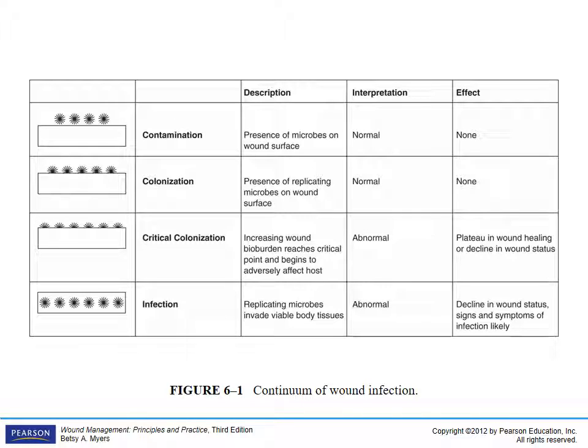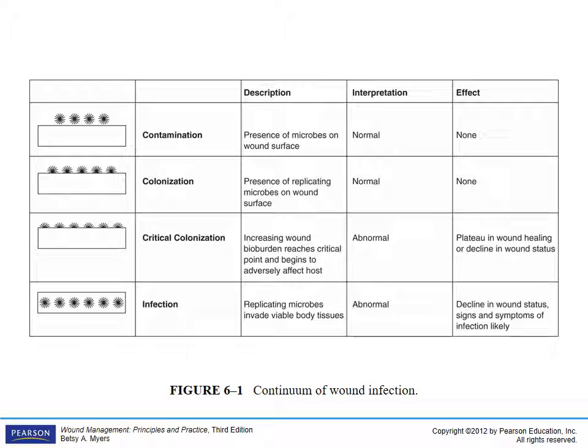This slide talks about the continuum of wound infection, and it's based on what we were just talking about. As you can see at the top, there's contamination or colonization. This is normal. Contamination is the presence of microbes on the wound surface. It is normal to have microbes on an open surface. There is no effect from it. It can also be normal to have replicating microbes on a wound surface. That's colonization. First they contaminate the open surface, then they start to grow on it. Both of those are normal.